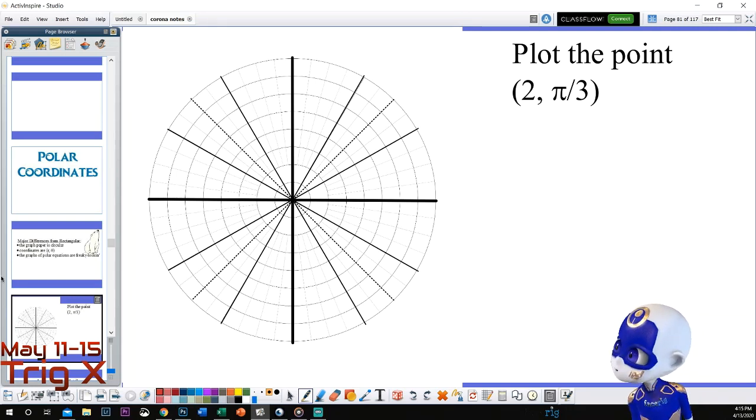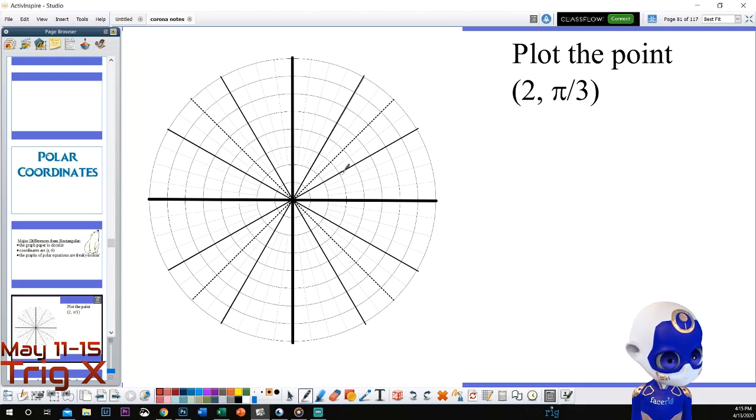Point plotting. So first, you'll notice that there's like a zillion different lines coming out of here. I have darkened the important ones for you, and I've put dotted lines on the diagonals. So every diagonal is going to be a multiple of 45 degrees. So this is 45 degrees, or pi over 4. This one is 3 pi over 4, or 135 degrees. This one is 5 pi over 4, and then 7 pi over 4.